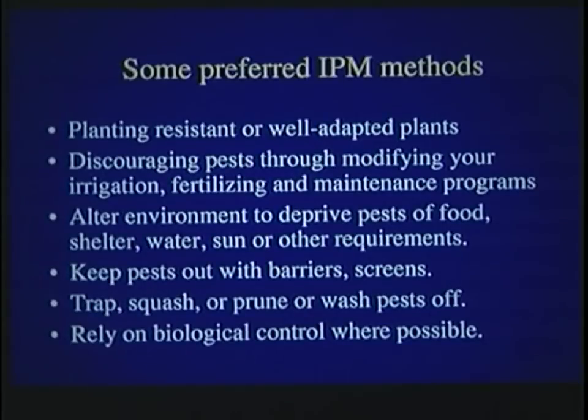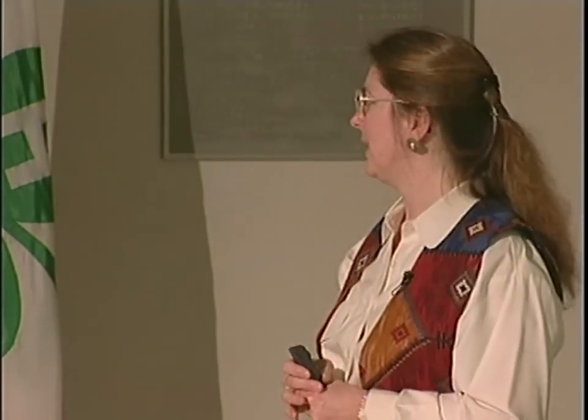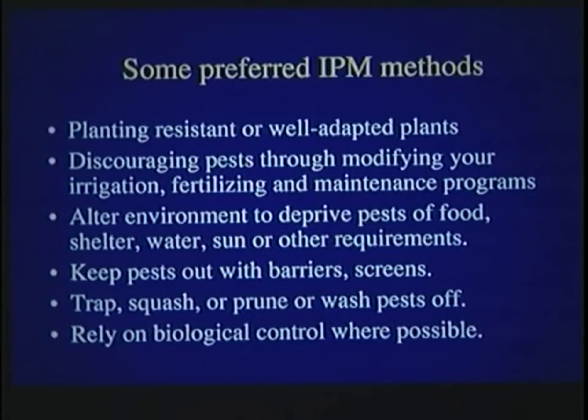So trap, squash, prune, wash pests off. You probably already do a lot of this. Washing off aphids with water is one of the best ways to control aphids in a garden situation. Also, pruning off, if you're starting to get those infestations of aphids in your flowering plum, you want to prune out those first places where they come in, and maybe you can keep it under control a little bit. And then finally, relying on biological control, which is the use of natural enemies to control pests.